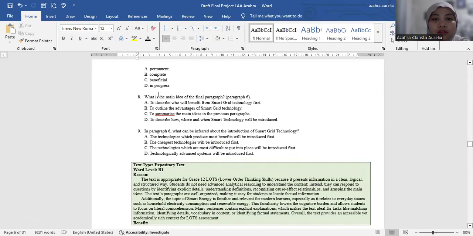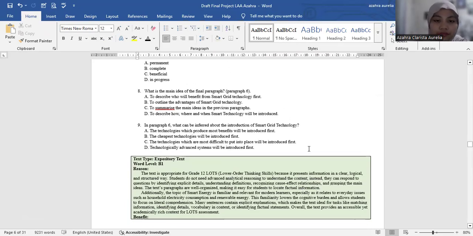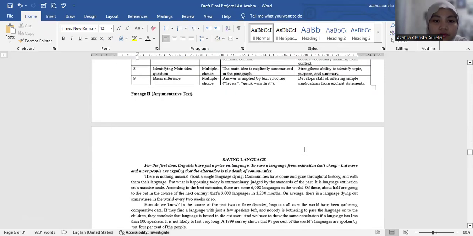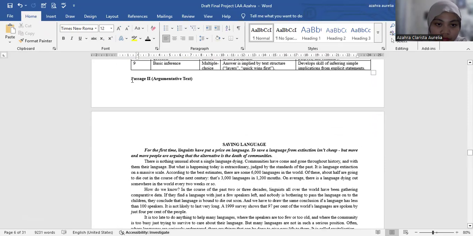And then the last type is main idea and simple inference. The reason why I choose those types of questions is because the ideas are clearly summarized in the paragraph, and it will improve basic comprehension and inference of the students. And then we move to passage 2.